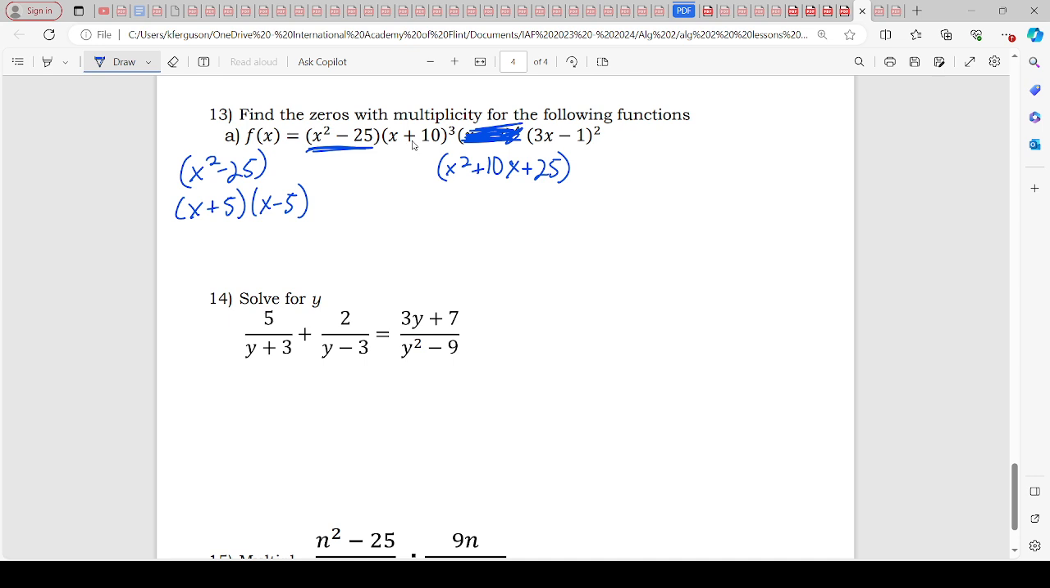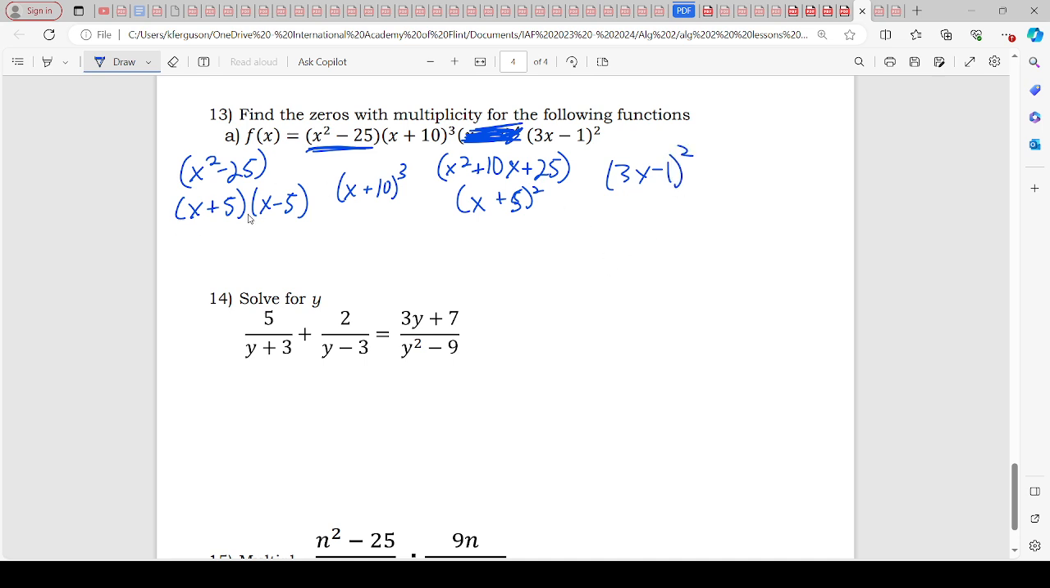Now, x plus 10, I don't need to factor. But x squared plus 10x plus 25, I do need to factor. And that is what number do I multiply to get 25? When I add them, I get 10. It's 5. So that's x plus 5 to the second power. And then finally, I got 3x minus 1 squared.